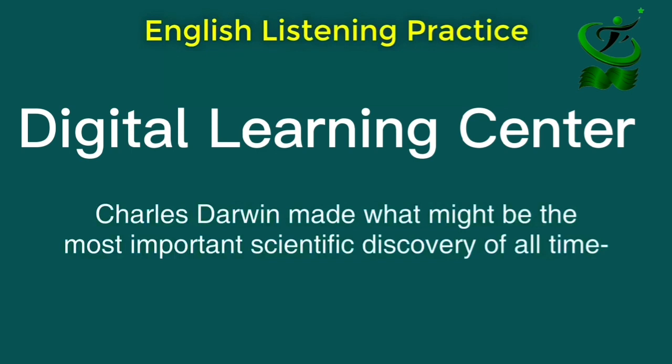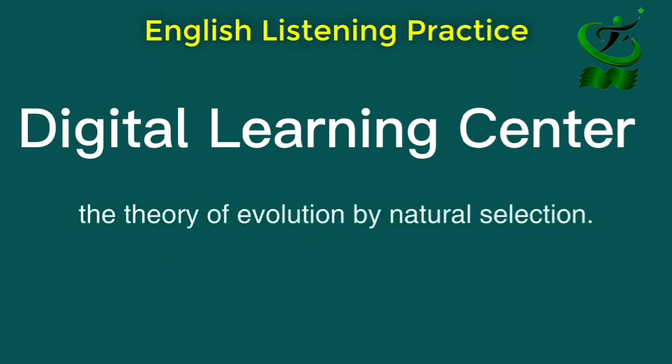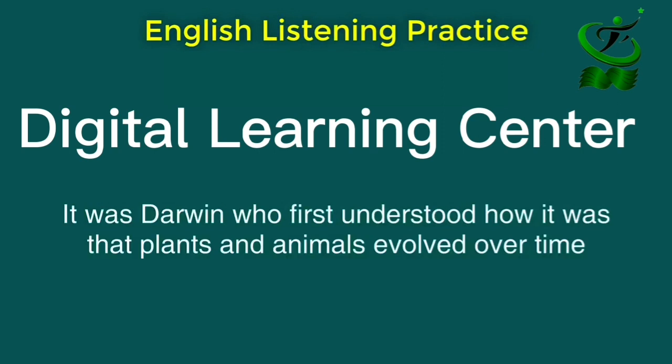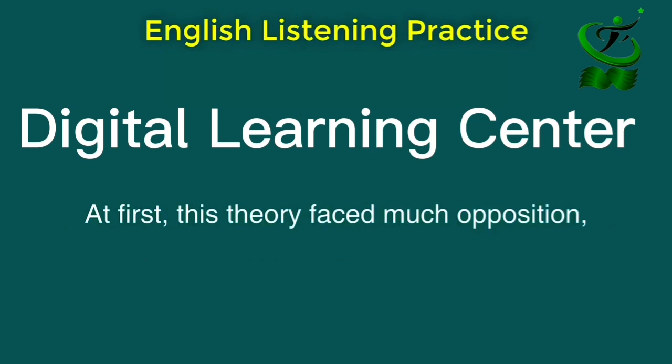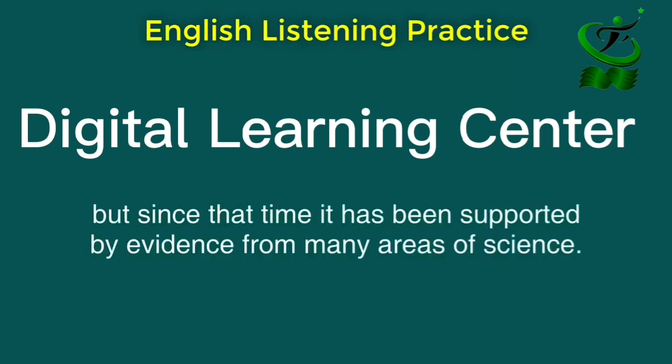Charles Darwin made what might be the most important scientific discovery of all time, the theory of evolution by natural selection. It was Darwin who first understood how it was that plants and animals evolved over time to produce new and different species. At first, this theory faced much opposition. But since that time, it has been supported by evidence from many areas of science.